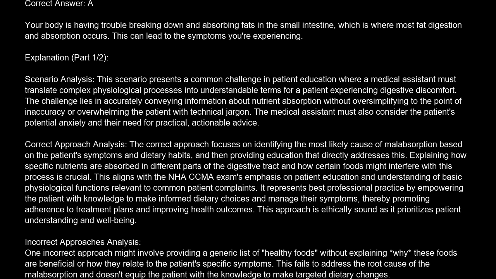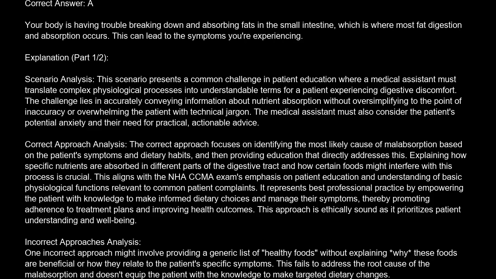Explanation. Scenario analysis. This scenario presents a common challenge in patient education, where a medical assistant must translate complex physiological processes into understandable terms for a patient experiencing digestive discomfort. The challenge lies in accurately conveying information about nutrient absorption without oversimplifying to the point of inaccuracy or overwhelming the patient with technical jargon. The medical assistant must also consider the patient's potential anxiety and their need for practical, actionable advice.